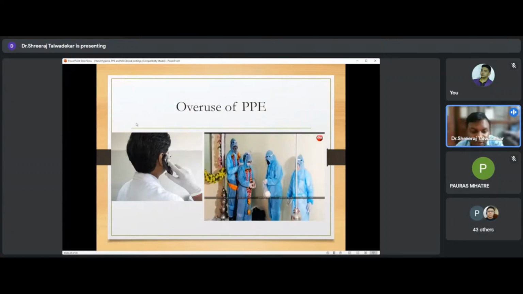And again, when you are doing clinical work, you have to keep your mobile phone aside, your food material, everything aside, and you will not touch it with personal protective equipment which has been used on the patient, because it was going to lead to transmission of the infection.